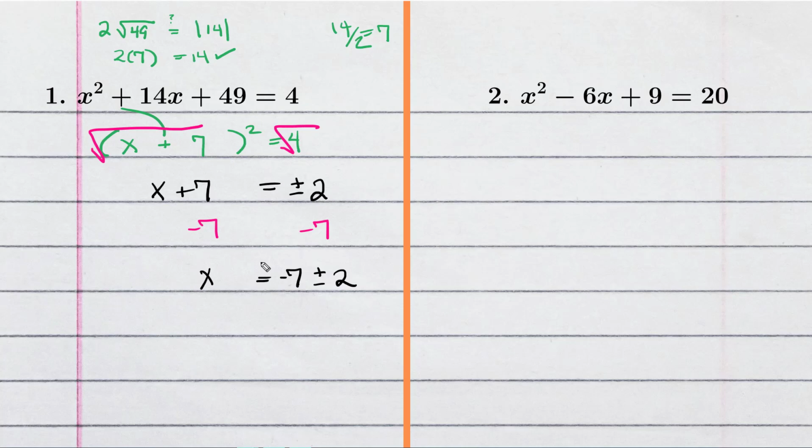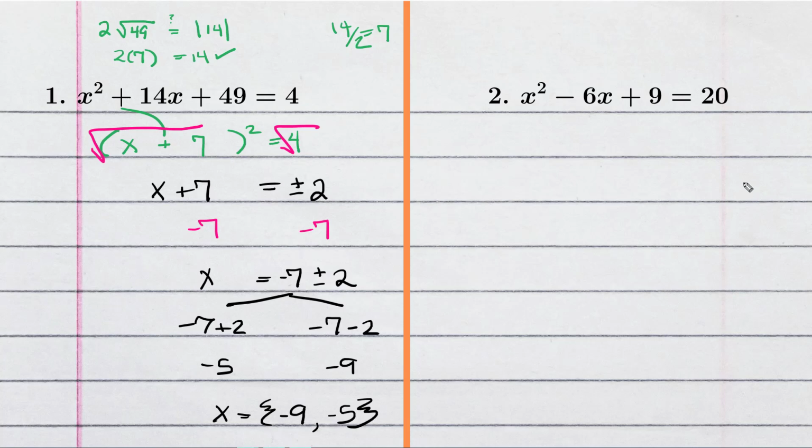At this point, since there are no square roots left in the problem, I need to come up with the two solutions that this is equal to. Negative 7 plus 2 and negative 7 minus 2. Negative 7 plus 2 is negative 5. Negative 7 minus 2 is negative 9. And so x is equal to the solution set in order from least to greatest, negative 9, comma, negative 5.